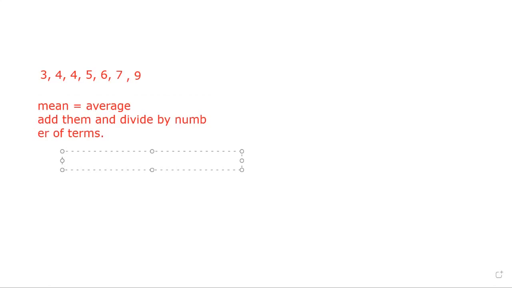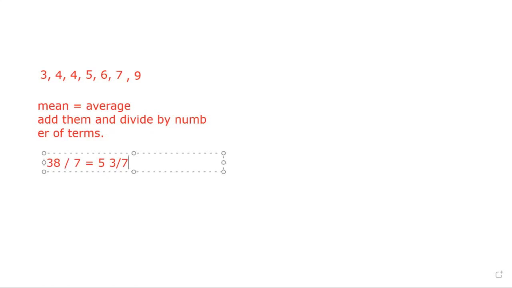So what I have to do is I add them up. 3 and 4, 7, plus 4 is 11, plus 5 is 16, plus 6 is 22, plus 7 is 29, plus 9 is 38. So 38 divided by, and there are 7 digits there. My mean would be 5 and 3/7. I add them all up and then I divide by the number of terms there.